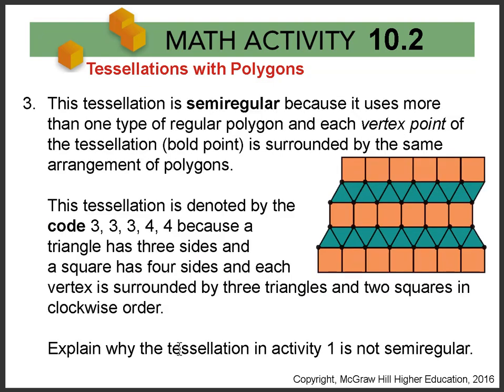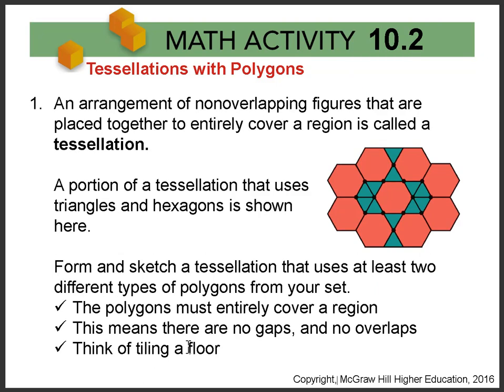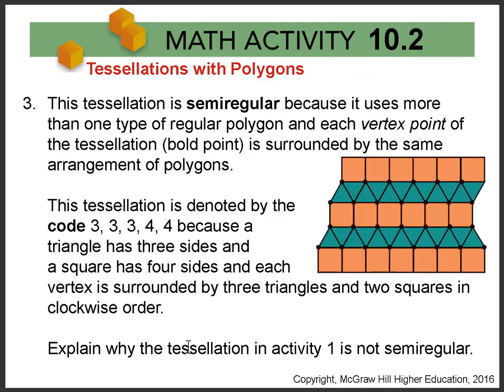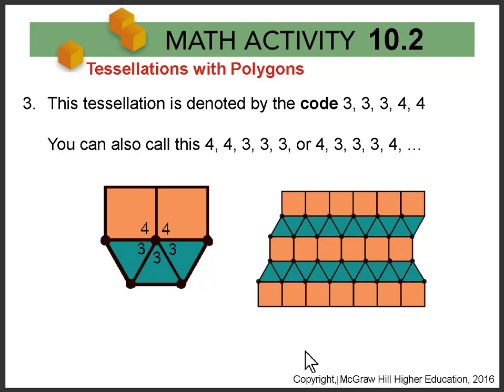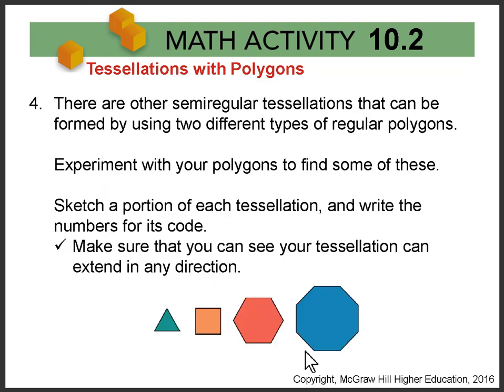It's a fine way to describe that code. The task for question 3 is to explain why the tessellation in activity 1 is not semi-regular. We know this is a tessellation, but does it match this semi-regular definition? In question 4, there are other semi-regular tessellations that can be formed using 2 different types of regular polygons. We have one here, squares and triangles.